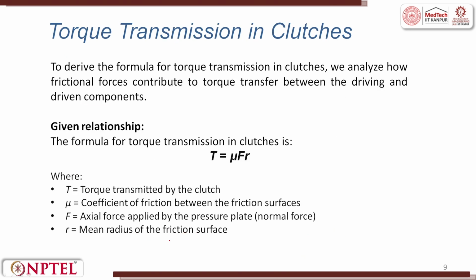Next is torque transmission in clutches. To derive the formula for the torque transmission in clutches, we analyze how frictional forces contribute to torque transfer between the driving and the driven components. This is a given relationship. T is equal to mu F R, where T is the torque transmitted by the clutch, mu is the coefficient of friction between the friction surfaces, F is the axial force applied by the pressure plate, that is the normal force, and R is the mean radius of the friction surface. Let us try to see how we come to this relationship.